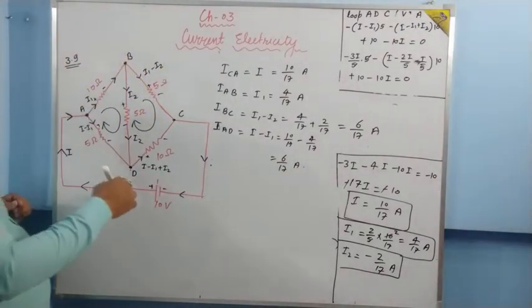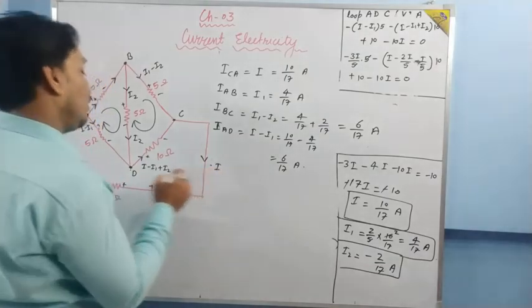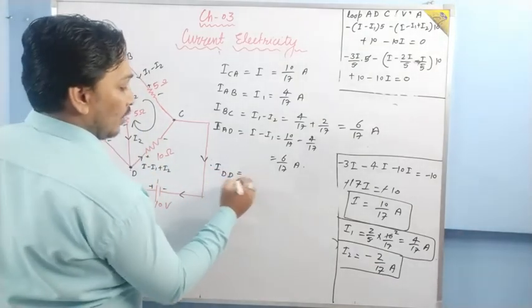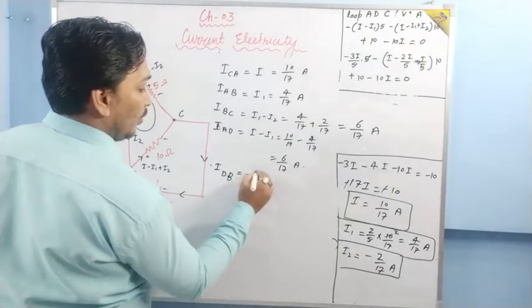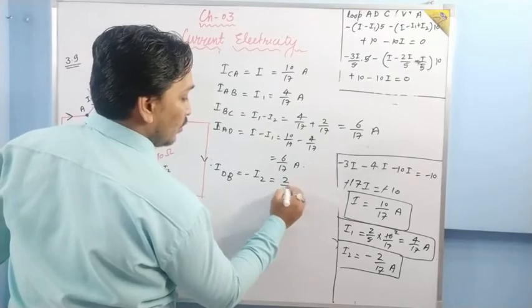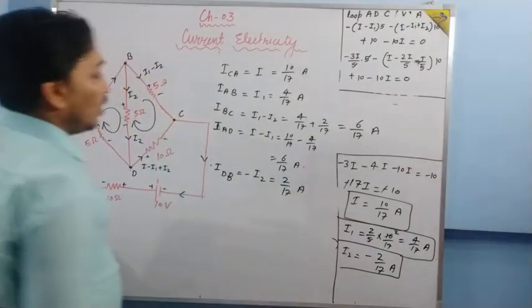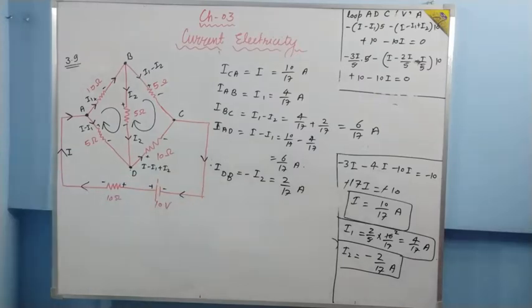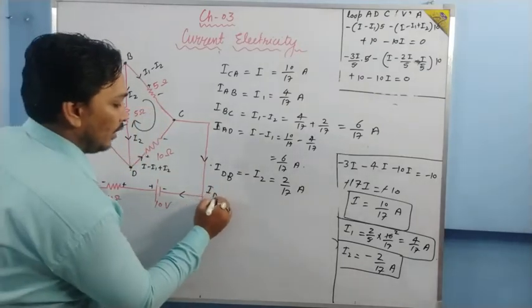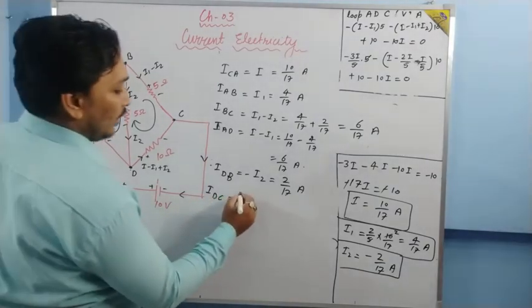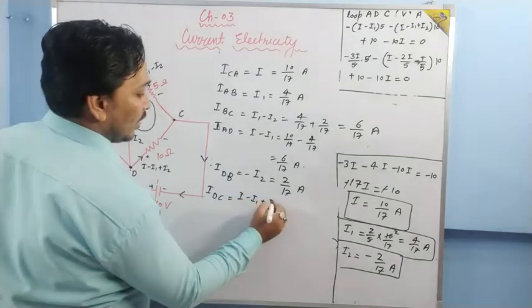Now BD, but it is negative, so we should write DB, and it will be minus I2, and if you put minus over there, it will become 2 upon 17 ampere. How many currents have we written? 1, 2, 3, 4, 5. One more current is left. IDC. IDC is I minus I1 plus I2.